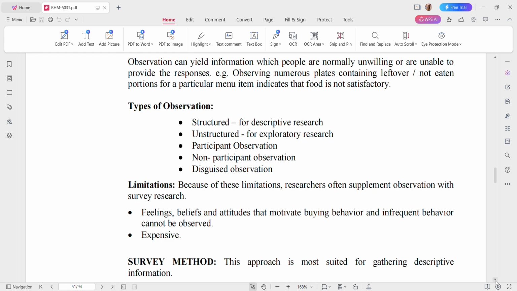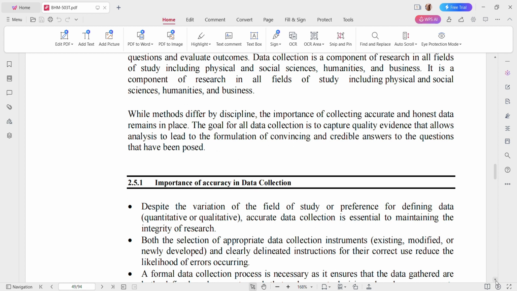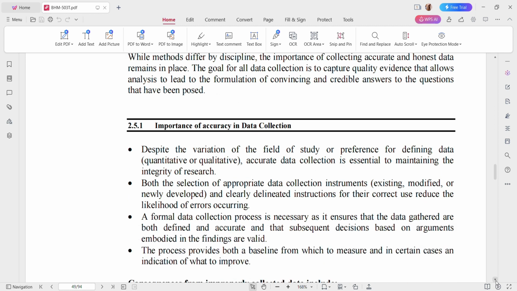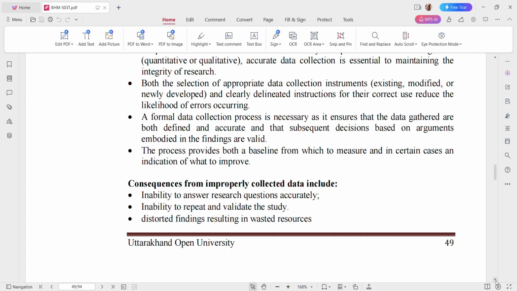Now, feelings, beliefs, and attitudes that motivate buying behavior, and infrequent behavior, cannot be observed, and it's expensive. That's observation. It is expensive because you really need to invest, no? Okay. Next.